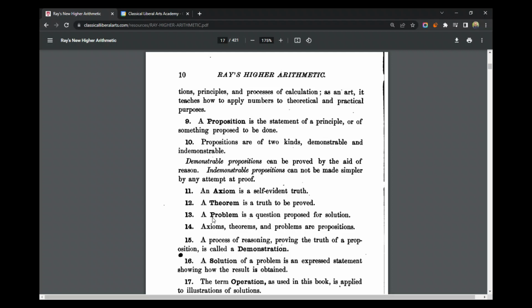Article 13. A problem is a question proposed for solution. And then in Article 14, we're told axioms, theorems, and problems are three kinds of propositions.